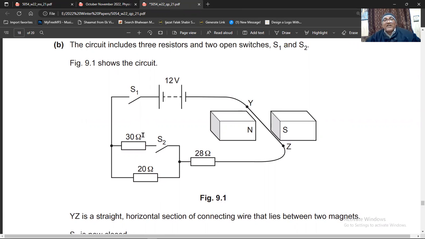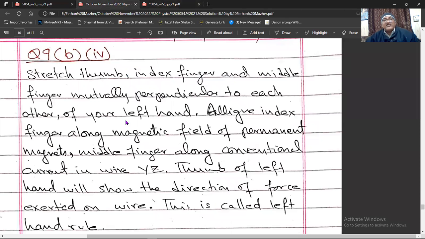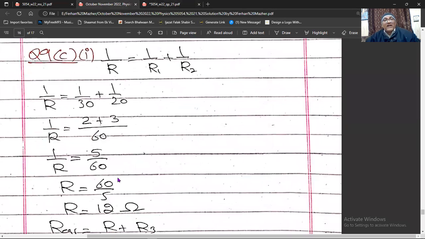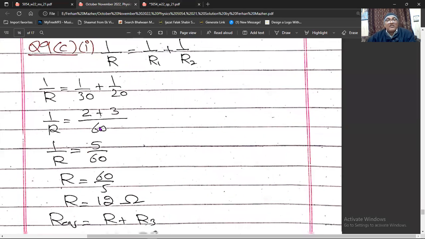So first of all, I will find their equivalent resistance. Then their equivalent resistance and this resistance will be in series with each other. First I will find the equivalent resistance of the 30 ohm and 20 ohm resistors, which are parallel to each other. So 1 by R equals 1 by R1 plus 1 by R2. So 1 by R equals 1 by 30 plus 1 by 20. So 1 by R equals (2 plus 3) divided by 60, and 1 by R equals 5 by 60. So R equals 60 by 5, so R equals 12 ohm.